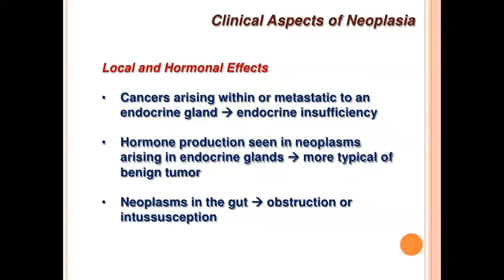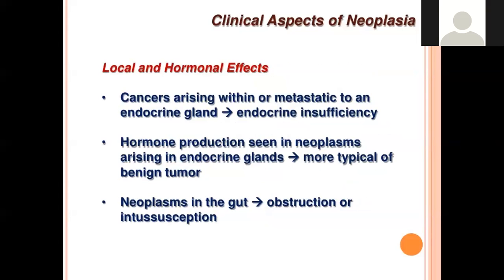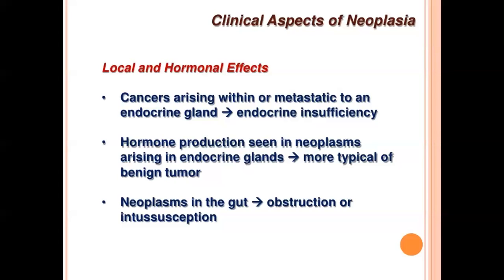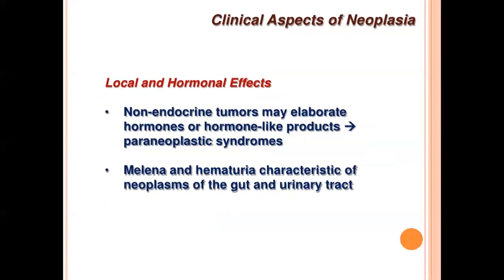So there are local and hormonal effects in neoplasia. There is a cancer arising within or metastatic to an endocrine gland having endocrine insufficiency. The hormone production seen in neoplasms arising in endocrine glands is more typical of benign tumors, and a neoplasm in the gut causes obstruction or intussusception. Intussusception, you might have known the term.